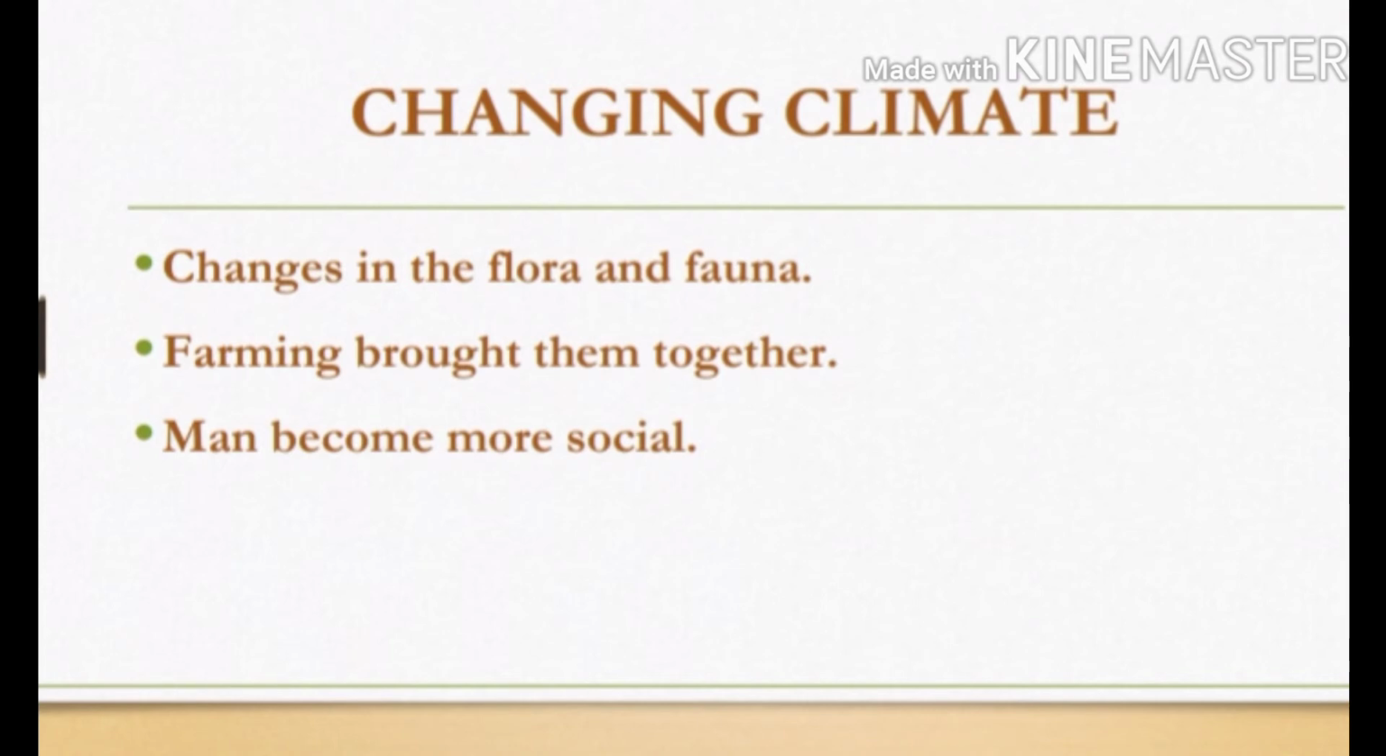And next topic is changing climate. It brought some changes, right? In the flora. Flora means plant life, and in the fauna. Fauna means animal life, right? Man found wheat and barley in the plains of India, and gradually he learned to grow them. And how to store these grains, how to store anything. Fine. Okay. So he was thinking a lot at that time, and because of farming, he had succeeded in creating community. This is very good thing.